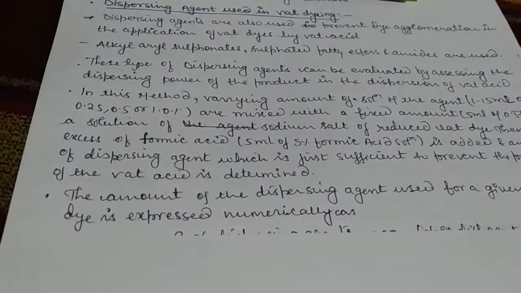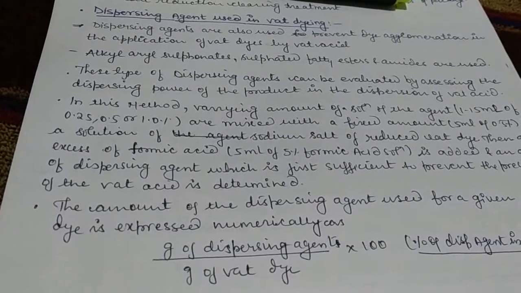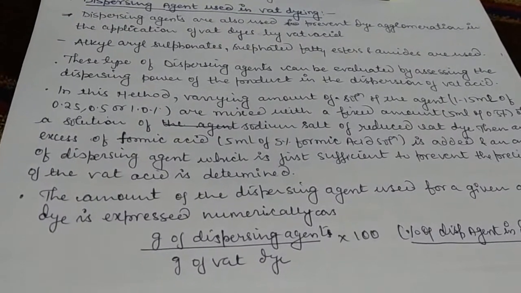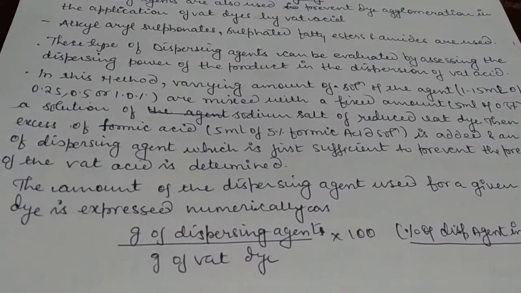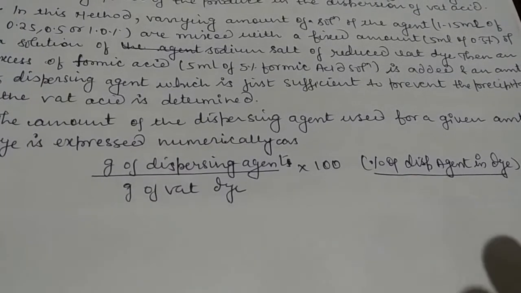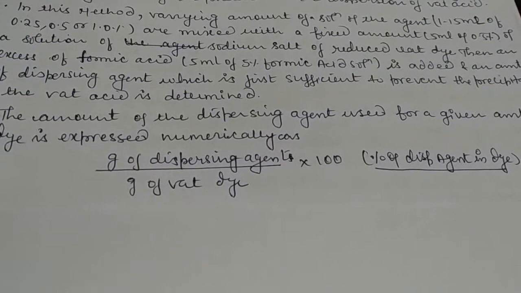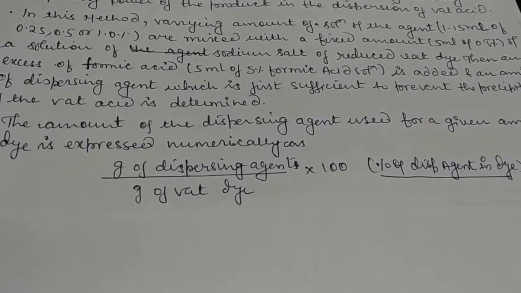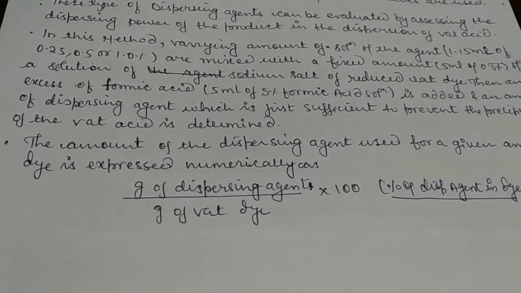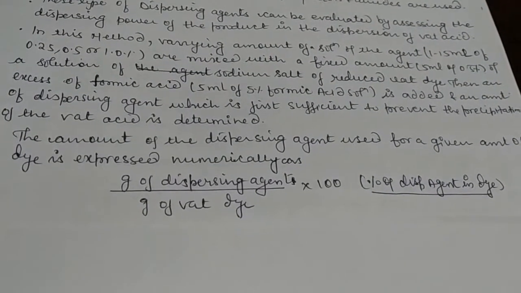The amount of dispersing agent used for a given amount of dye is expressed numerically as grams of dispersing agent divided by grams of vat dye times 100, that is, the percentage of dispersing agent in dye can be determined via these methods. So for dyeing of a fabric with vat dyes, if you need dispersing agent, then you can express it as the percentage of dispersing agent required for vat dyeing.